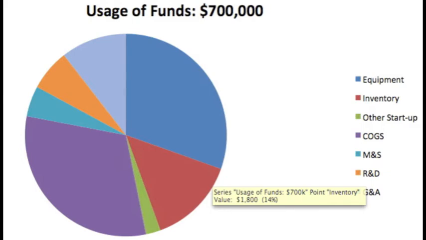Our third chart is the usage of funds. So we've allocated about $700,000 here in different categories. The first one would be equipment, which will be about $3,900 total. Then we have inventory for about $1,800. We have other startup costs within our venture for about $300.